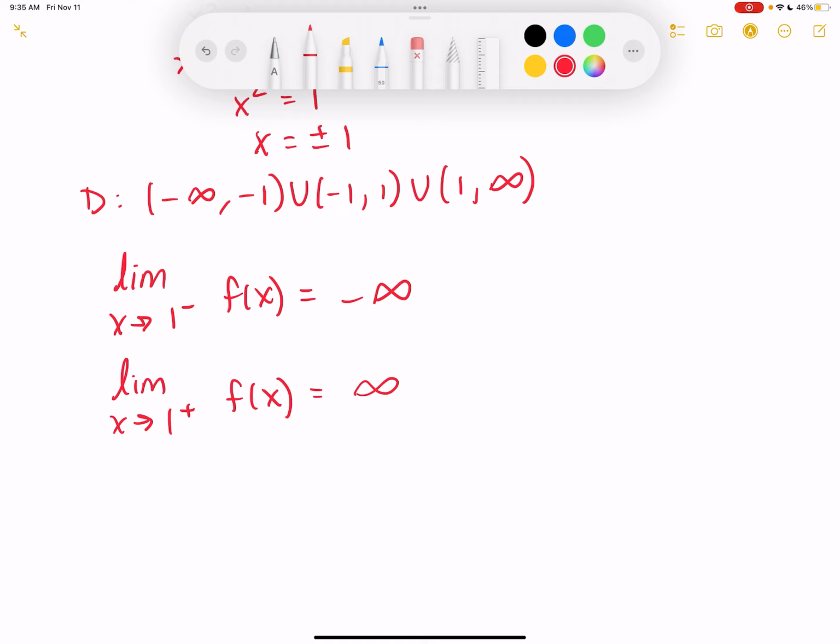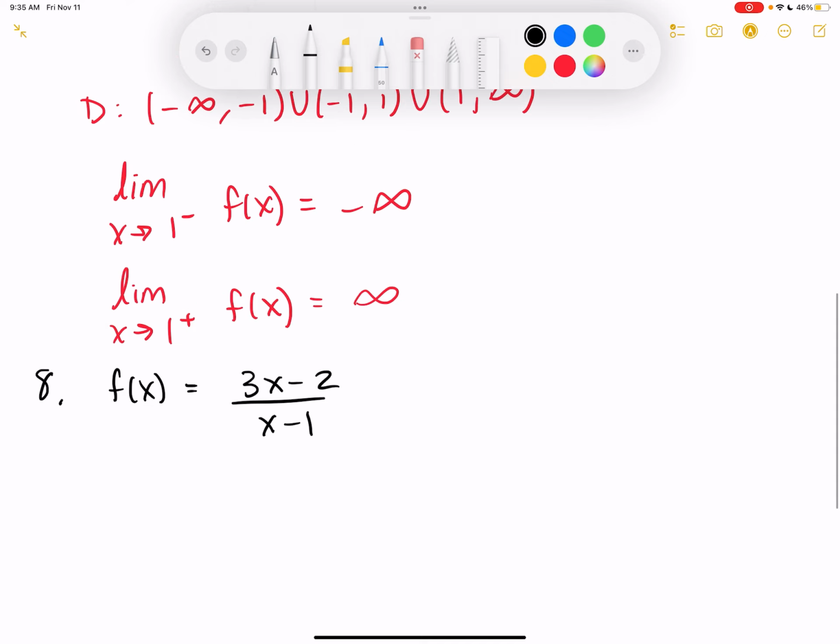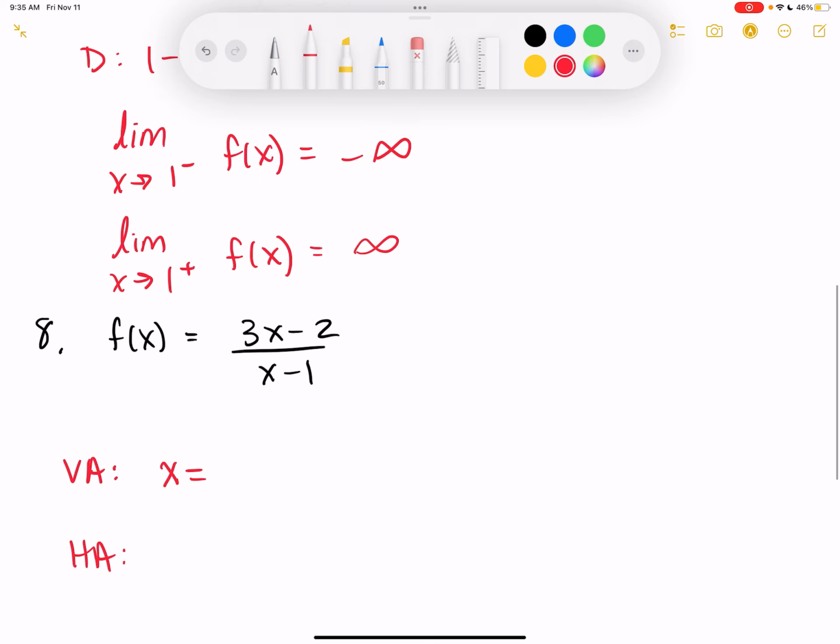All right, so number 8, we have f of x is equal to 3x minus 2 over x minus 1. So I need my vertical asymptote and horizontal asymptote. And remember, vertical asymptotes are x equals whatever, and horizontal asymptotes are y equals whatever it ends up being.